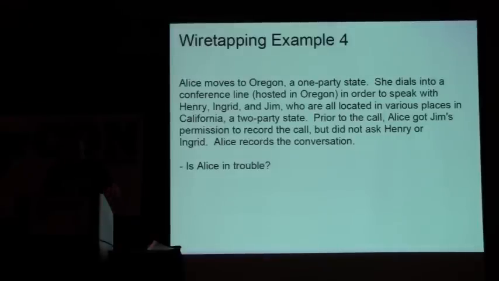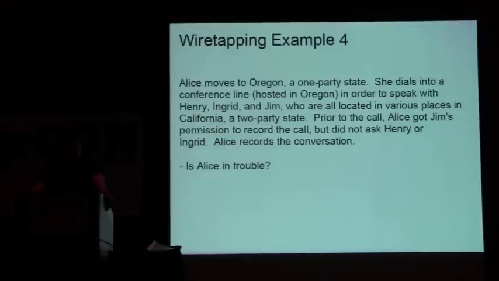Finally, Alice decides she's had enough of Michigan, moves to Oregon, which is a one-party state. She dials into a phone conference line in order to speak with 3 other people who are all in California, which is an all-party state. I put 2-party, but it's an all-party state. So prior to the call, she gets one person's permission to record the call, but not the other 2. And she records the conversation. She wiretaps the conversation. Is she in trouble?